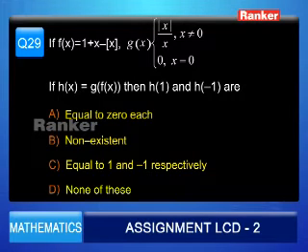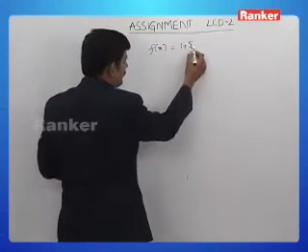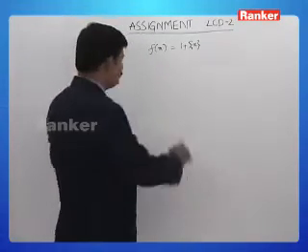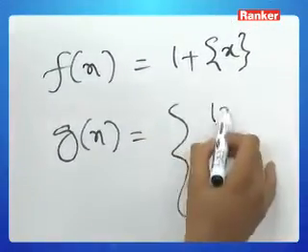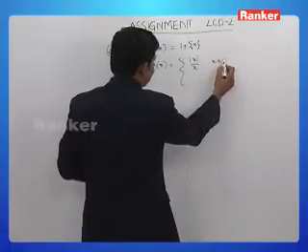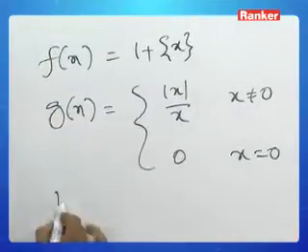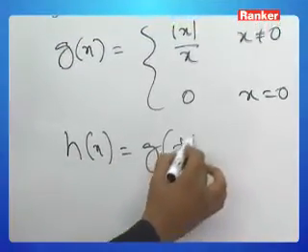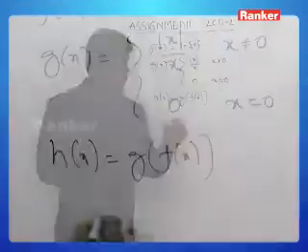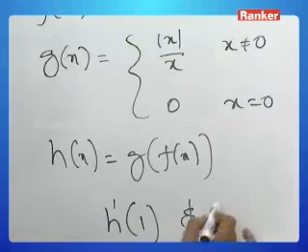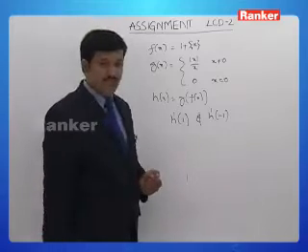F of x is given to be 1 plus x minus integral part of x, which is 1 plus fractional part of x. G of x is given to be mod x by x if x is not equal to 0, and 0 if x is equal to 0, and h of x is defined as g of f of x. We are asked the values of h dash of 1 and h dash of minus 1.